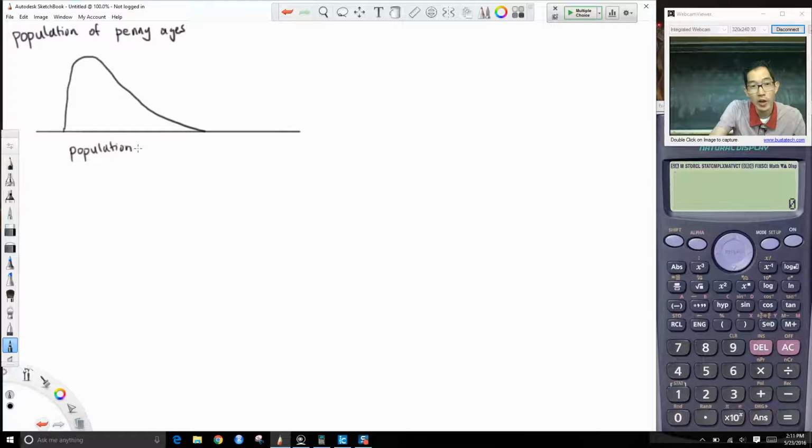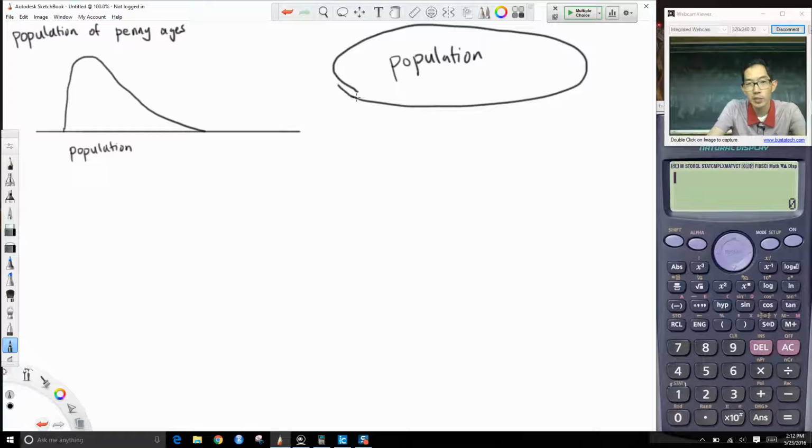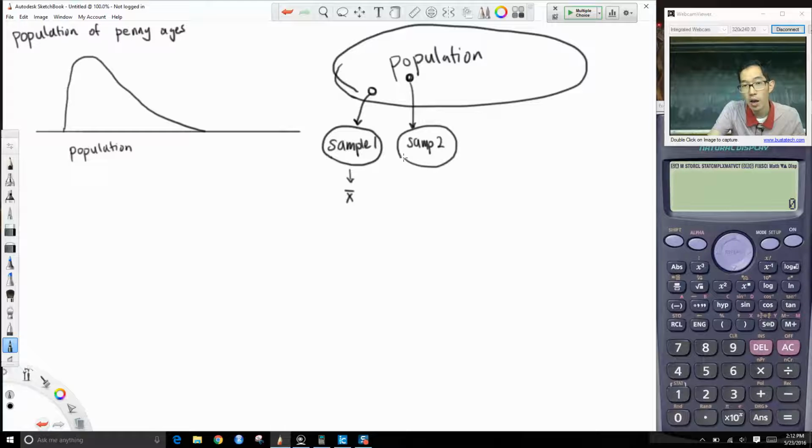What is a sampling distribution again? The idea is you have this large entity, the population, and from this population, you take a little piece out. You take a random sample. So this is sample 1. From sample 1, you record an x bar. Then you take another sample out of the population. This will be sample 2. From there, you record another x bar. And then you do this over and over and over again.